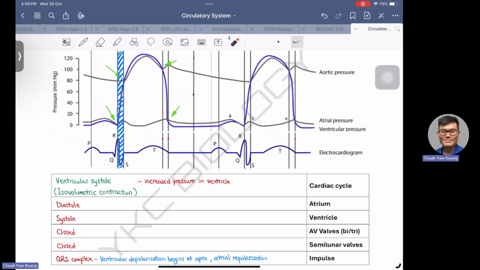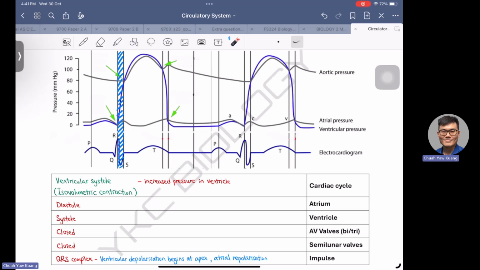During this time, the AV valves, the bicuspid and tricuspid valves on the left and right side, are going to close. So this is the point where the AV valve will close. This is important. Why? Because the closing of the AV valve is to prevent the backflow of the blood from the ventricle back into the atrium.